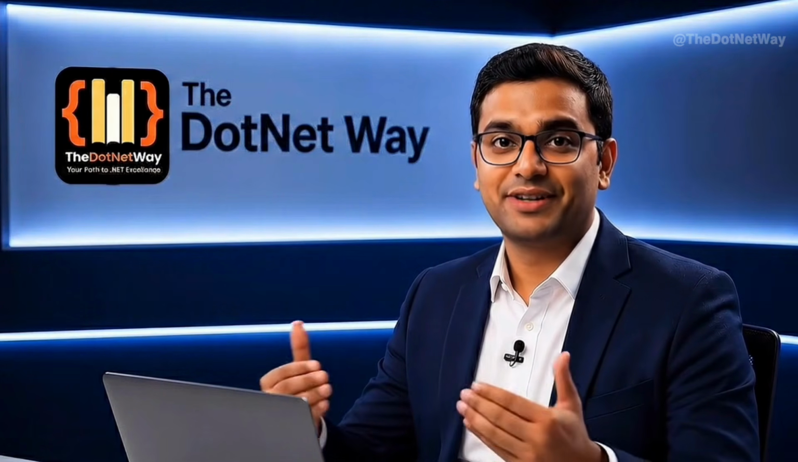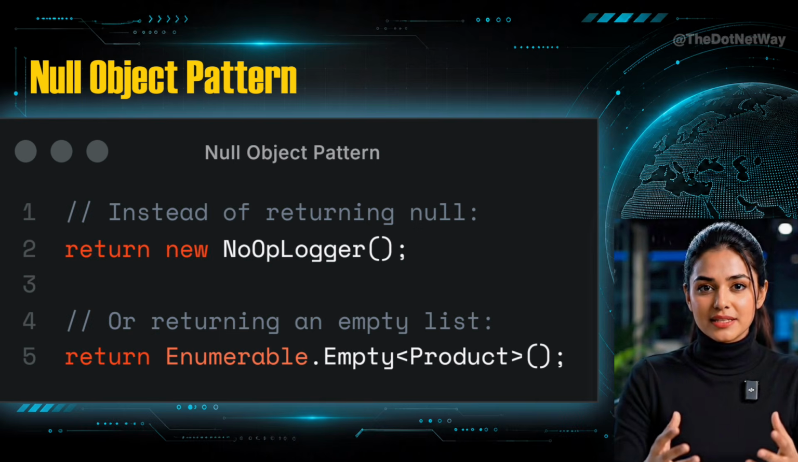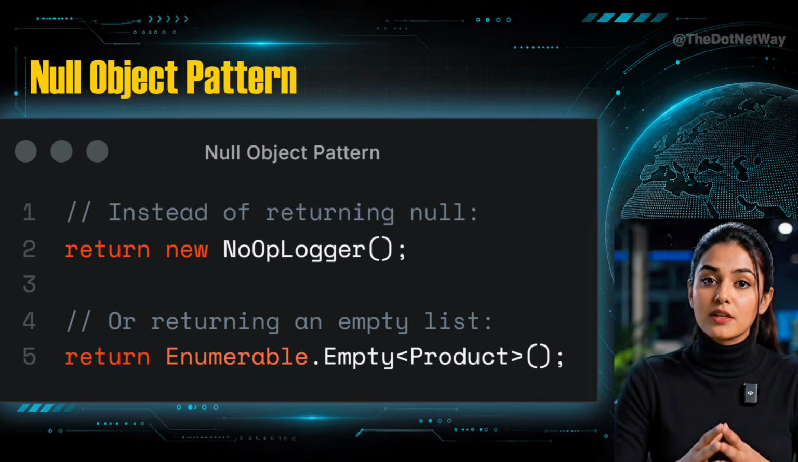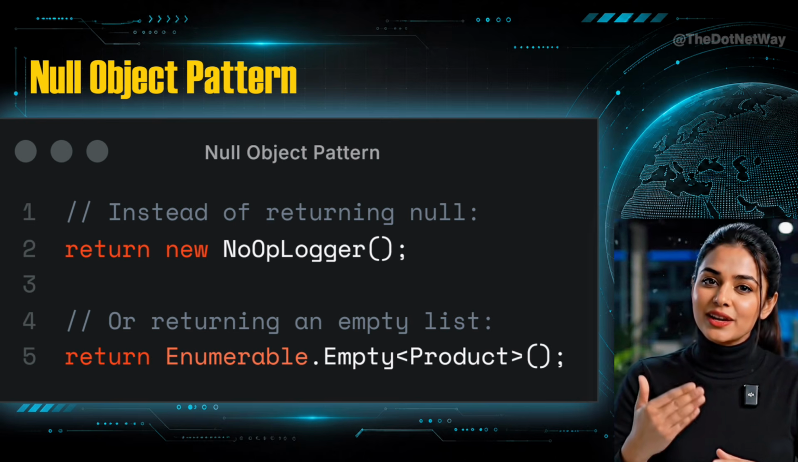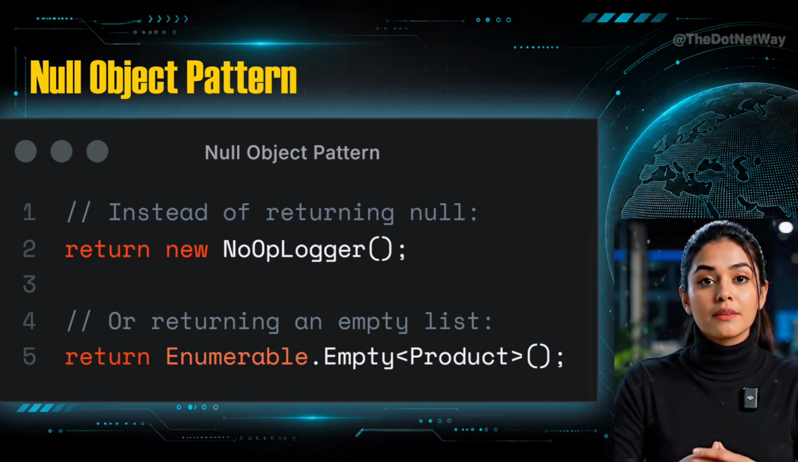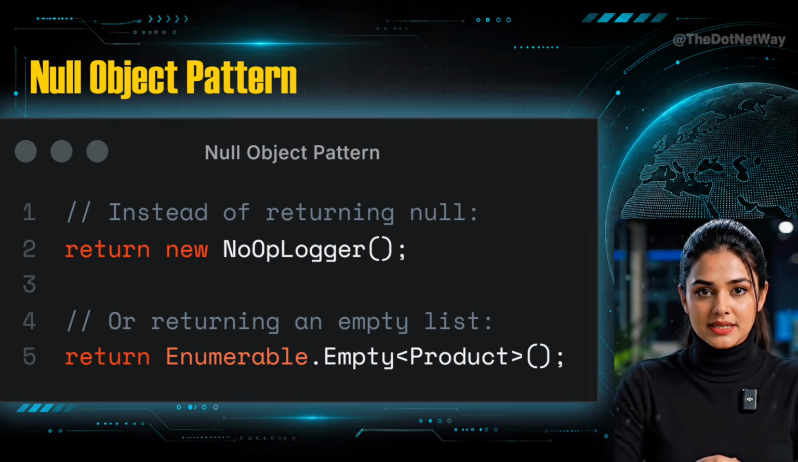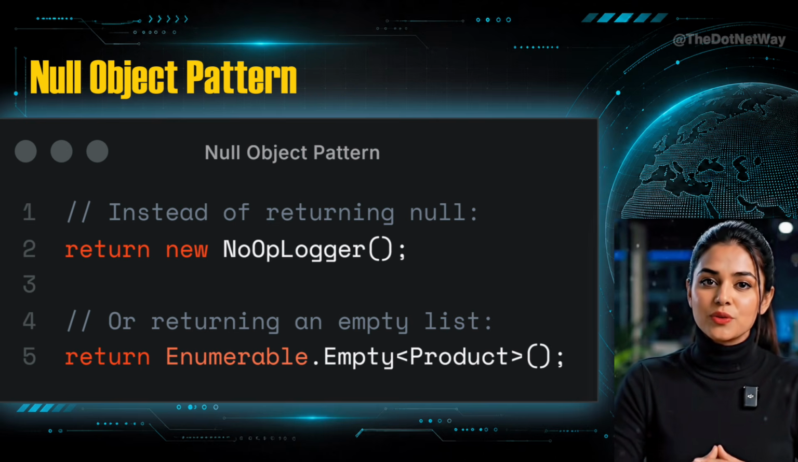What is a highly underrated pattern in your opinion? The null object pattern. Instead of returning null and forcing the consumer to write null checks, I return a no-op object or an empty collection, as shown here. It avoids dreaded null reference exceptions and simplifies code flow.